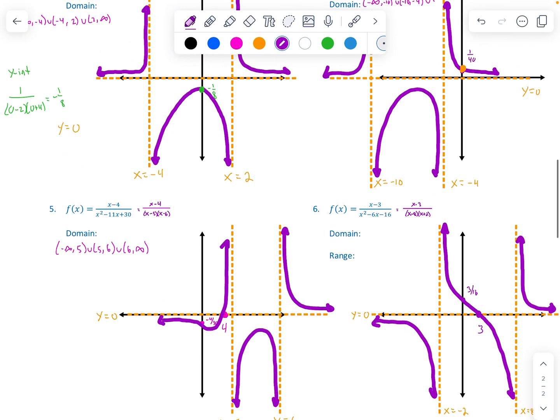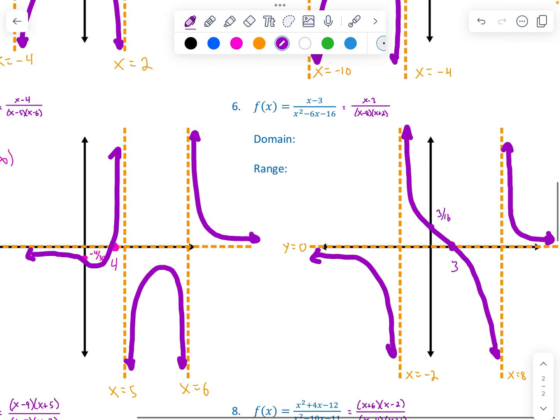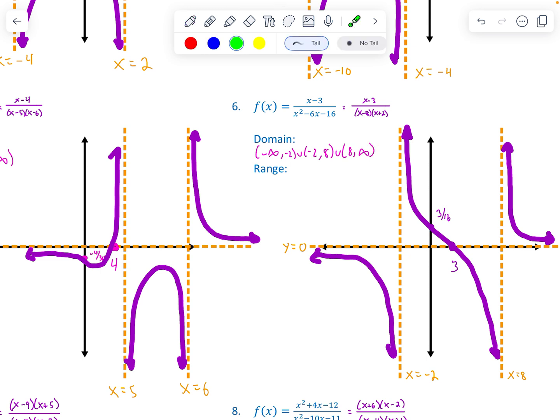Well, we've got to go back to 6 real quick and do domain and range. So domain, same as it's been for all the other problems. You go negative infinity until the first vertical asymptote, -2. Union, vertical asymptote again to the next vertical asymptote, which is supposed to be 8. And then union, vertical asymptote to forever. Our range on this one we're able to do because this middle section goes up and down forever. So our range is simply negative infinity to infinity.